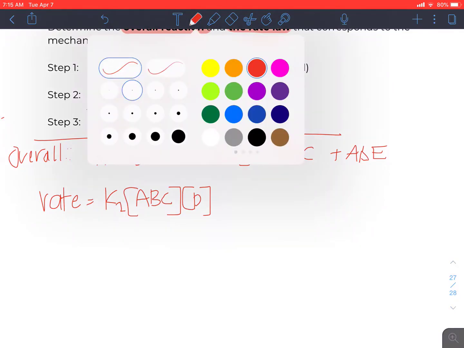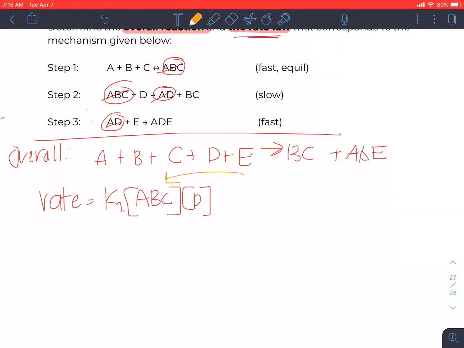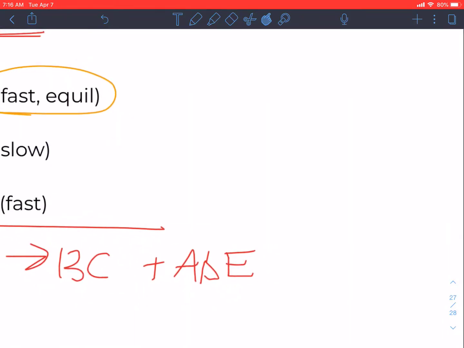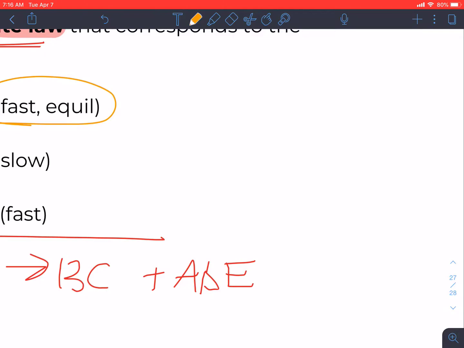Now, this is something that's a little new. Because this is an intermediate, intermediates cannot be in our rate laws. So to get rid of our intermediate in our rate law that's written from the slow step, we need to look for a step before the slow step that contains the intermediate, which in this case we know in step 1 there's a fast equilibrium. Now, this is the tricky part that I want to expand on. So I'm going to zoom in here and rewrite this fast equilibrium step and show you a way that we can manipulate this.